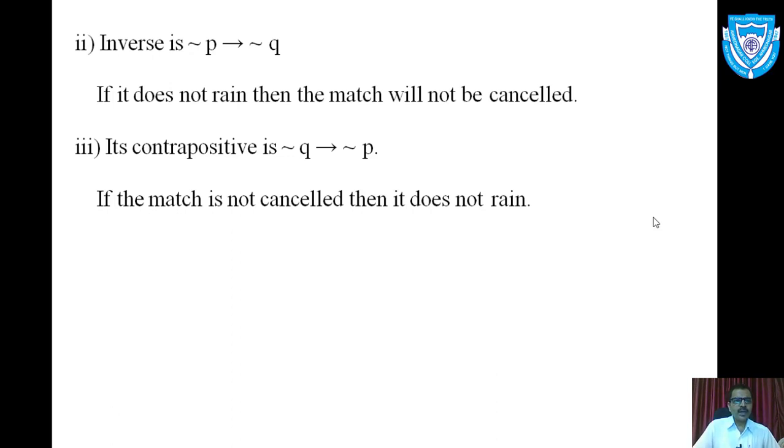Inverse. The inverse of the given implicational statement is negation of P implies negation of Q. Its theoretical form: if it does not rain, then the match will not be cancelled. In the simple statements we have to add not, because negation stands for not. Third one, its contrapositive is negation of Q implies negation of P. The theoretical form: if the match is not cancelled, then it does not rain.